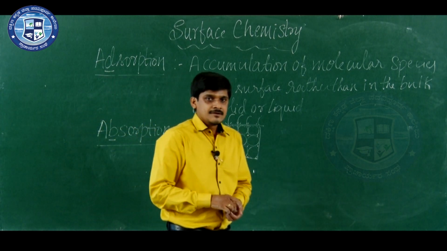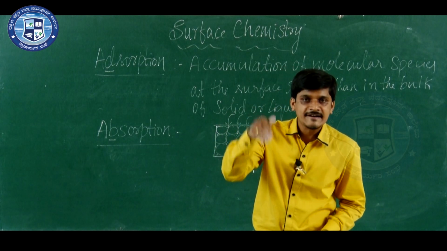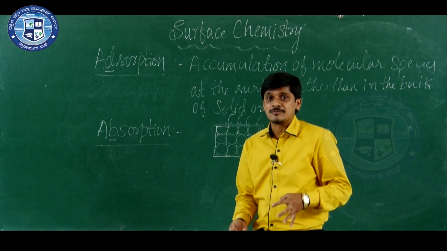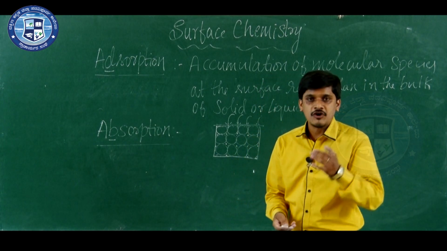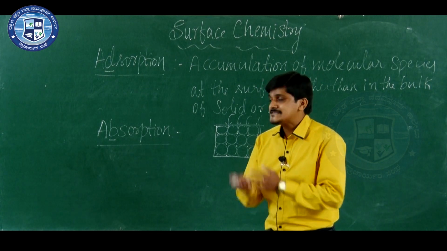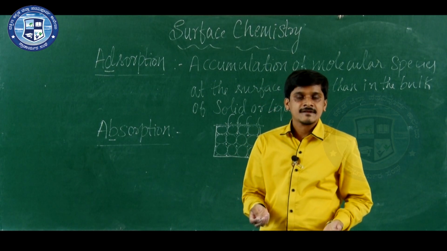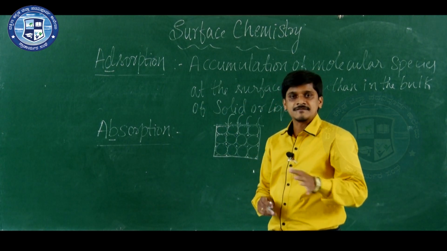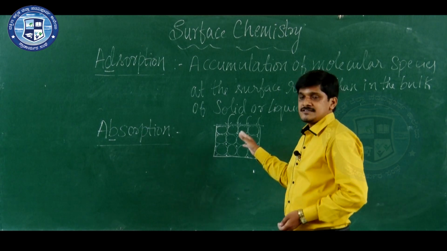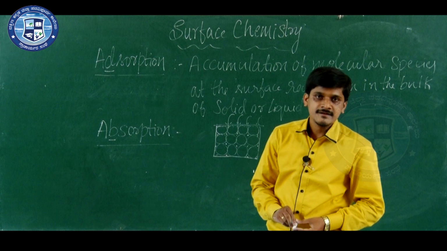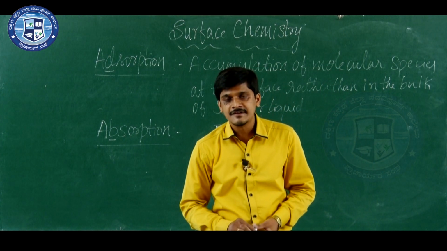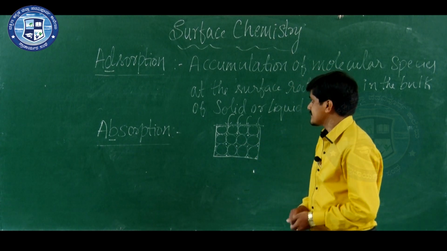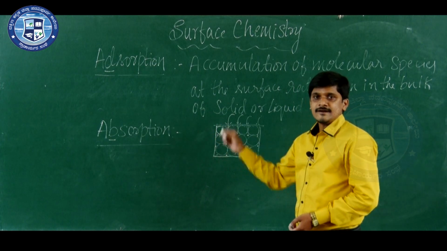For example, take bread and put it into coffee or tea. What happens? It gets absorbed; absorption takes place there. The coffee or tea gets absorbed inside the bread. So absorption is a bulk phenomenon, and adsorption is a surface phenomenon. In the examination they will ask you to write any two differences between absorption and adsorption, so you should remember them.